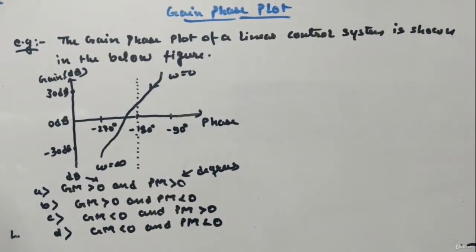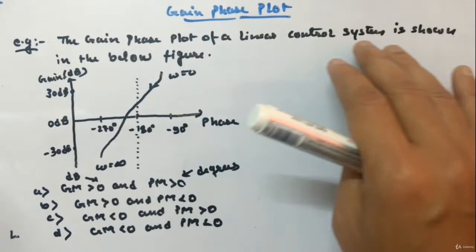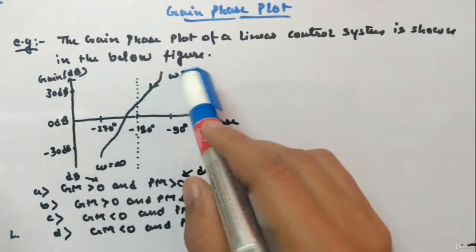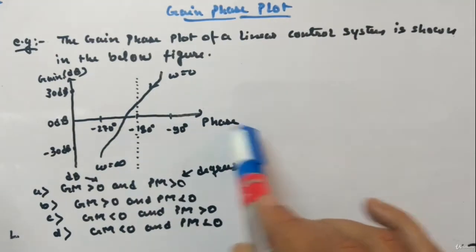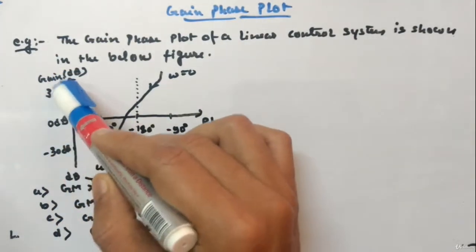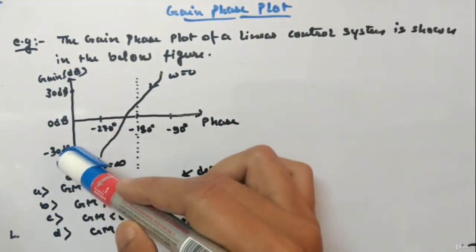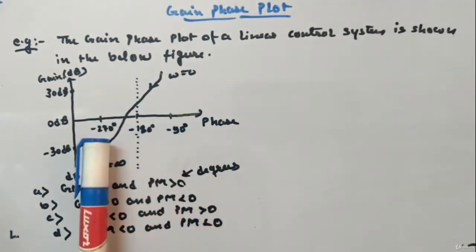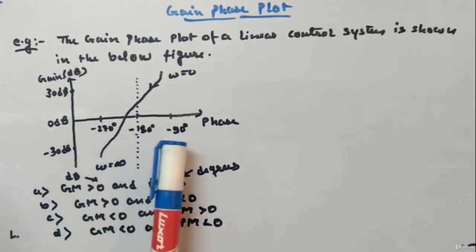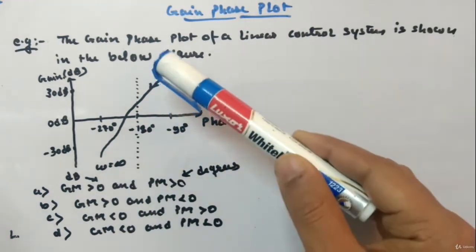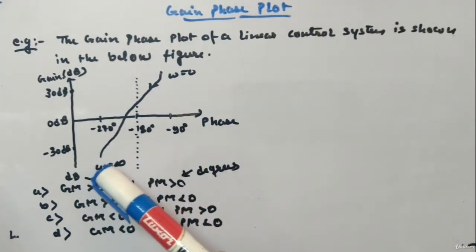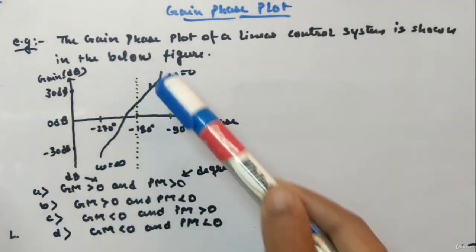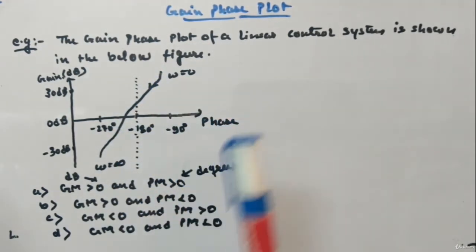Okay. Let's see an example. A gain phase plot of a linear control system is shown in the figure below. This is the gain phase plot given to us. This is gain, this is phase in degrees, this is in dB. This line is 30 dB, 0 dB, minus 30 dB, and this line is minus 270 degree, minus 180 degree, minus 90 degree. Okay. The gain phase plot starts from here, omega equal to 0, and ends here, omega equal to infinite. Okay. We have to tell the gain margin and phase margin.